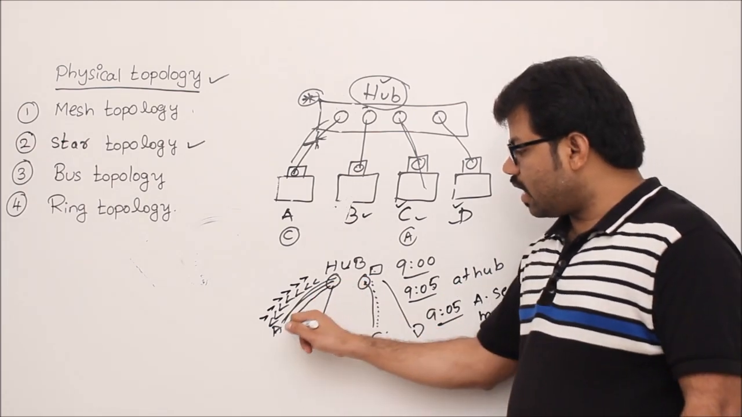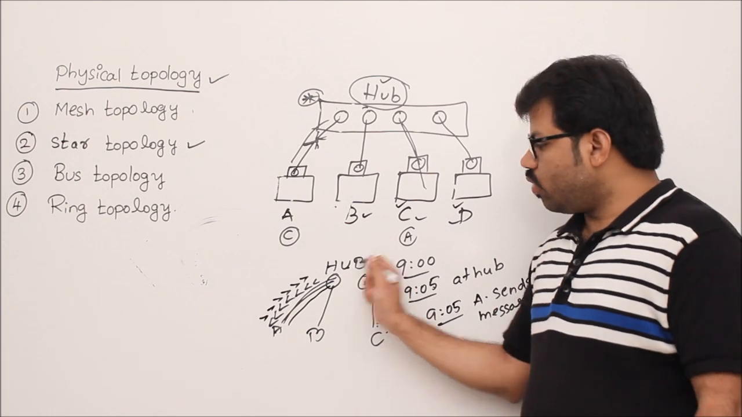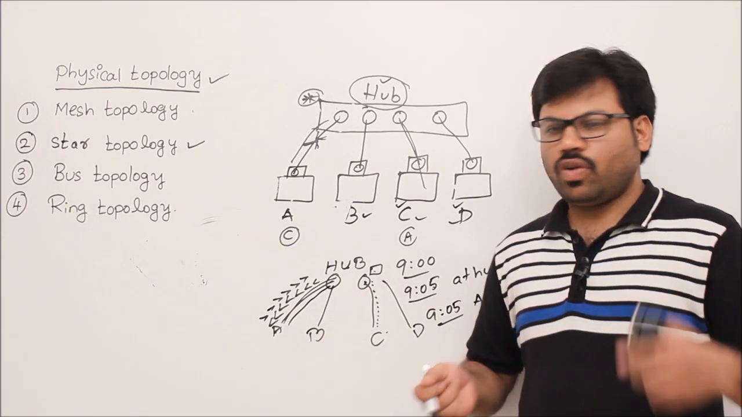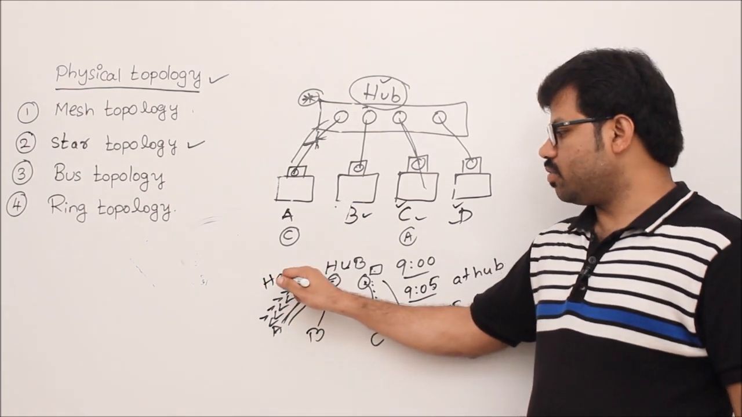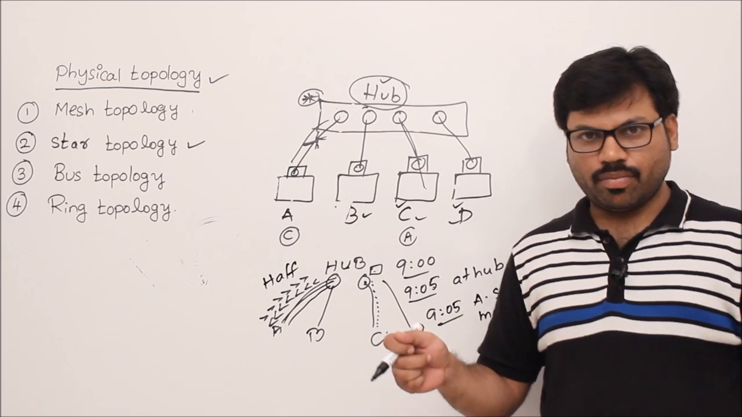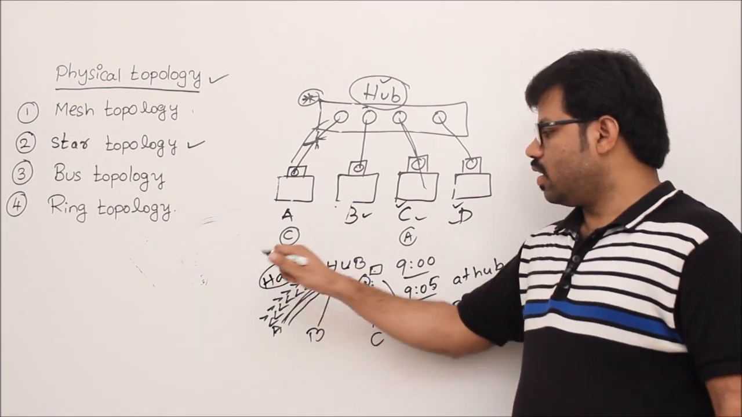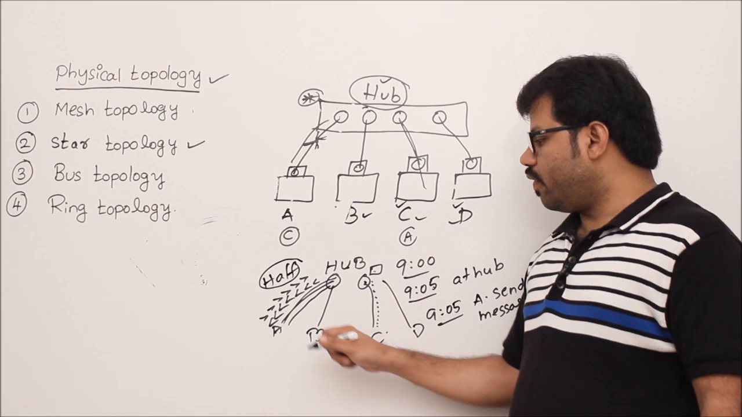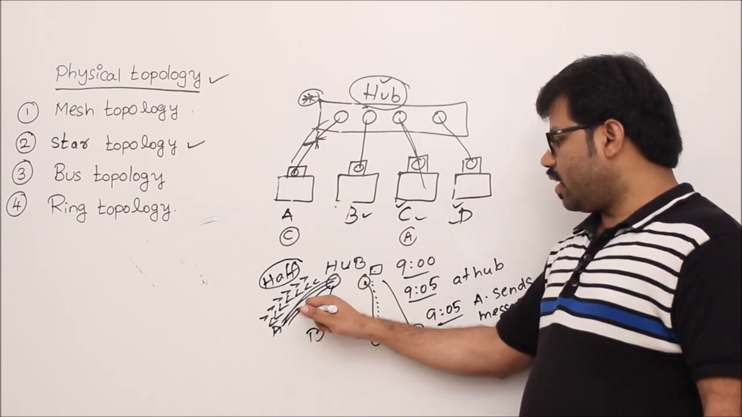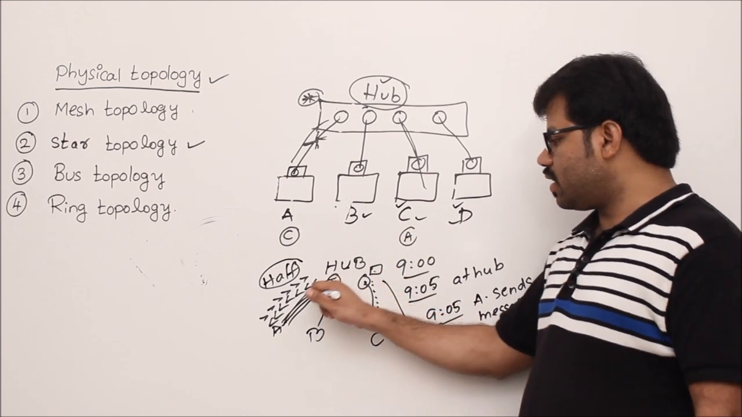Assume that this channel is capable of only sending one directional data. So generally people will have half duplex links most of the time. Maybe you might have full duplex. If it's full duplex, there will not be any problem. But if it is half duplex, that means your cable is capable of sending a message from A to B. That means in this cable, either A can send to the hub, otherwise the hub can send to A.